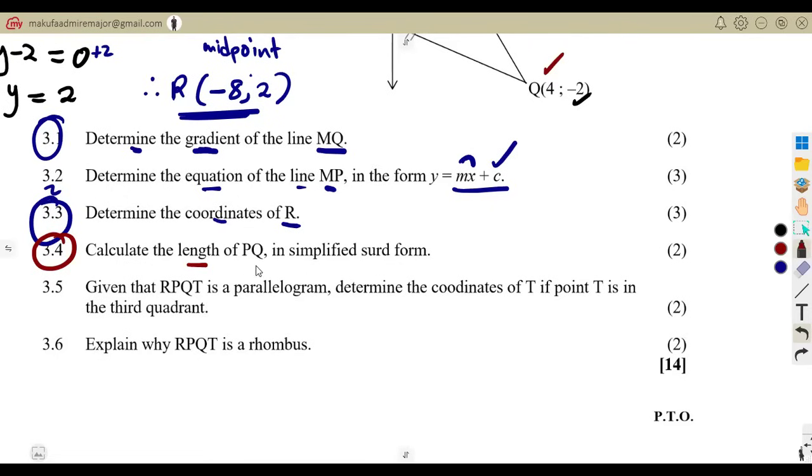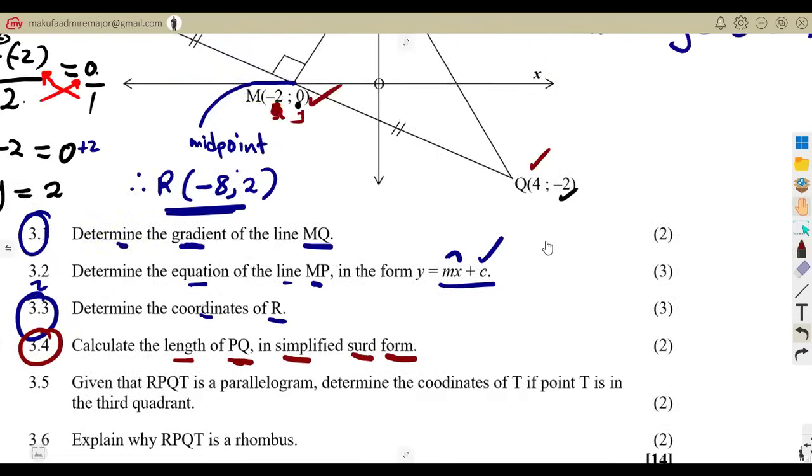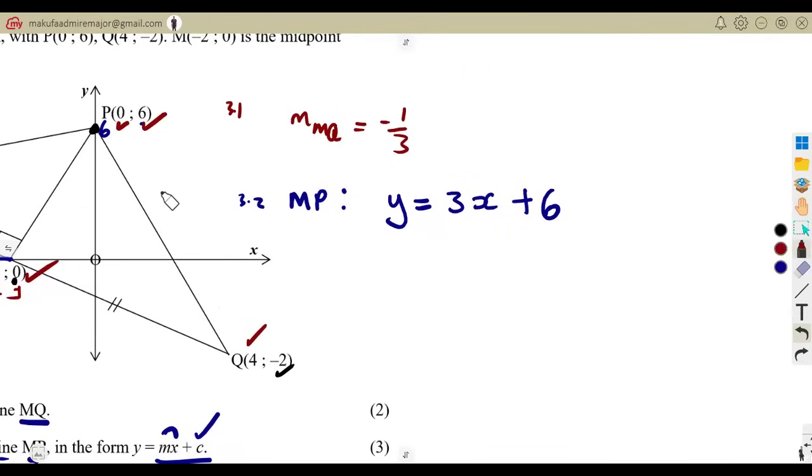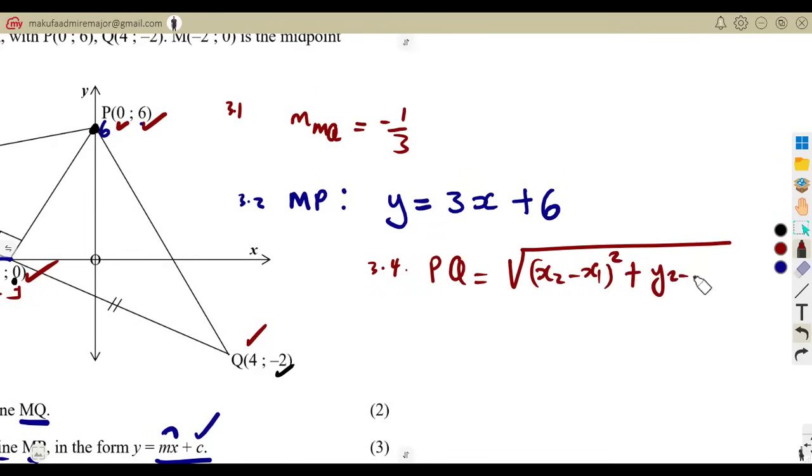Calculate the length of PQ in a simplified Z form. This is where we have our P and this is where we have our Q, PQ. We already have our points. So remember, guys, the length is given by the distance formula, that's the square root of x2 minus x1 squared plus y2 minus y1 squared.